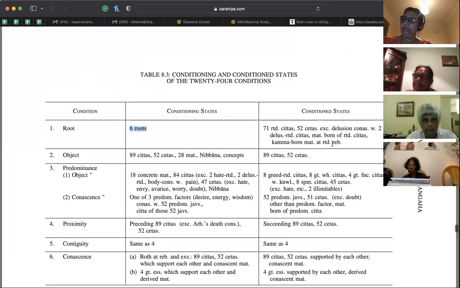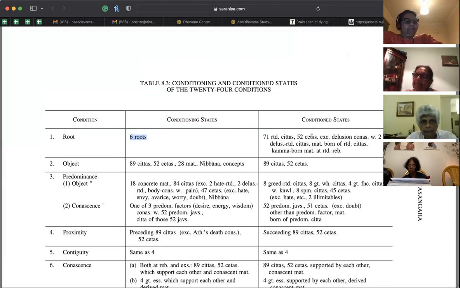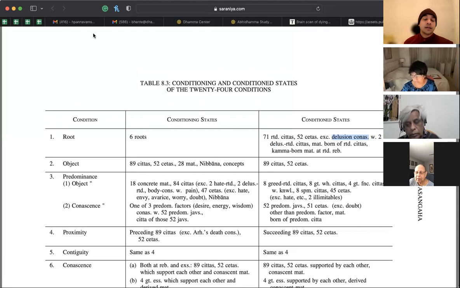Then we have excluding delusion connascence with two delusion-rooted chittas. What is this? Can delusion arise alone? Delusion can arise alone, right?